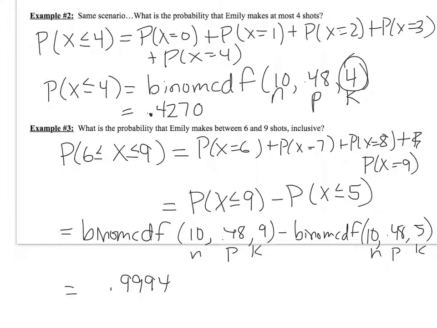That's all but the 10th shot being made. So it's going to be a lot of probability added up. Minus 0.6712 for a net total of 0.3282.